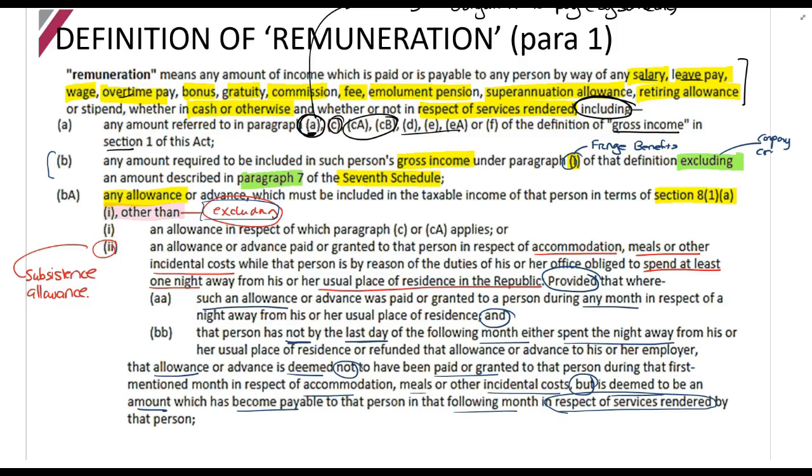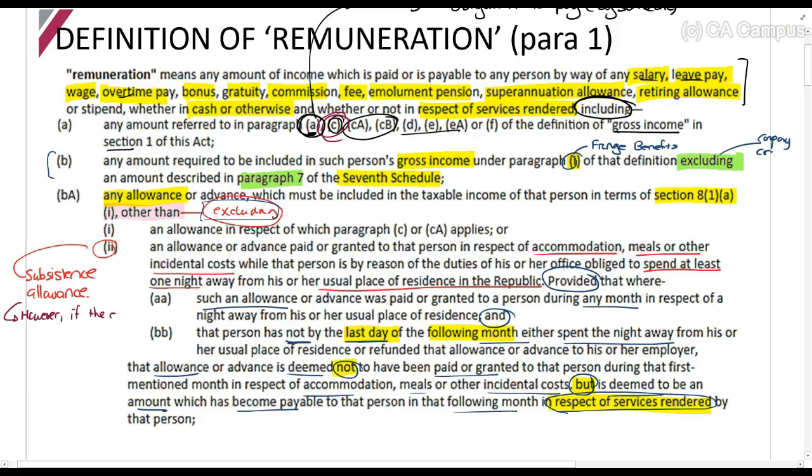But if you receive a subsistence allowance and you have not used it by the end of the next month, the last day of the next month, so you haven't used it and you haven't paid it back to your employer saying, sorry, I haven't used it, then it is not treated as a subsistence allowance, but it will be treated as if you received it for services rendered. And if you receive an amount for services rendered, that's paragraph C over there, the gross income definition. It means it's remuneration.